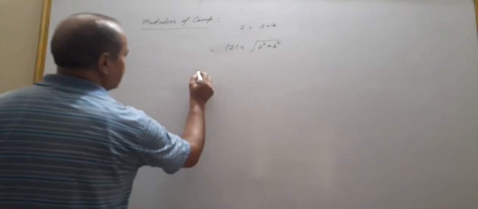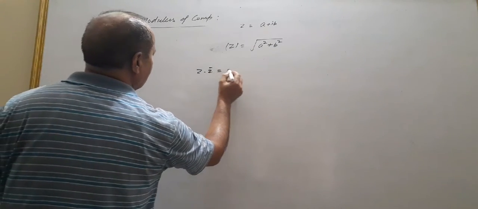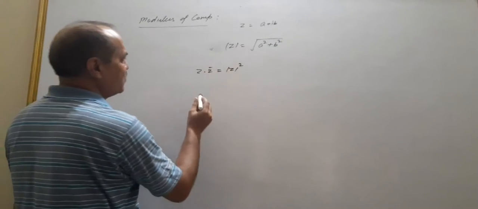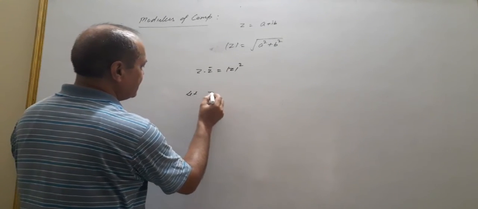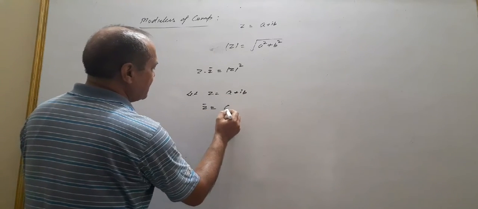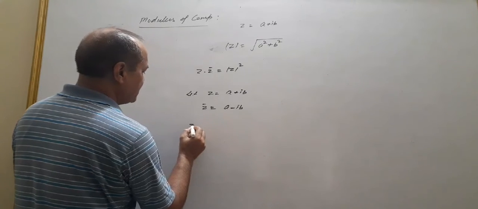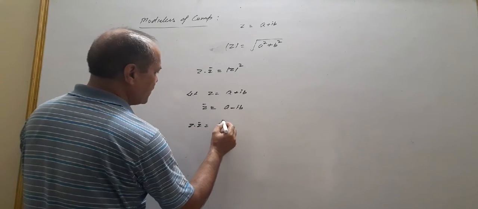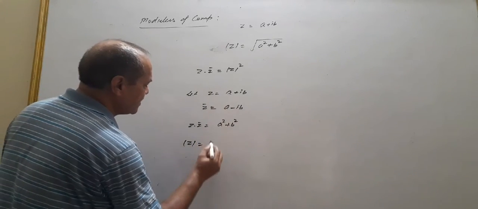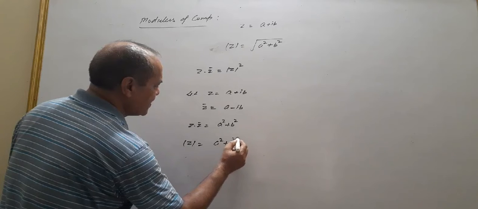The square of real part and square of imaginary part, and this has the property that z times z bar must be equal to z mod square. If we multiply the complex number by its conjugate, the result will be z mod square. Why? Let z is equal to a plus iota b. Z bar is equal to a minus iota b. Z and z bar is equal to a square plus b square, and z mod is again a square plus b square under root.